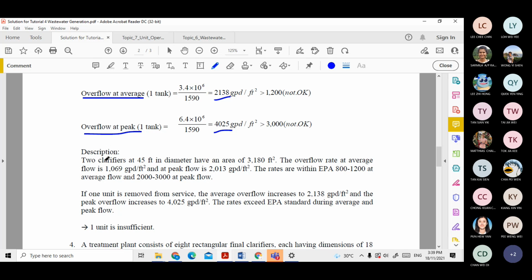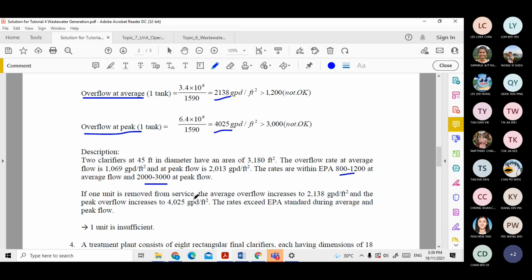Right, okay. So let's say we have two circular clarifiers, and this is the total area. The overflow rate will be this value, 1000 plus. The overflow at peak flow is 2000 plus, and these two values are within this range. So the design is appropriate. That means it's suitable for this steady flow.